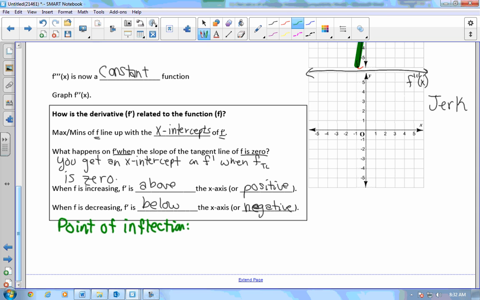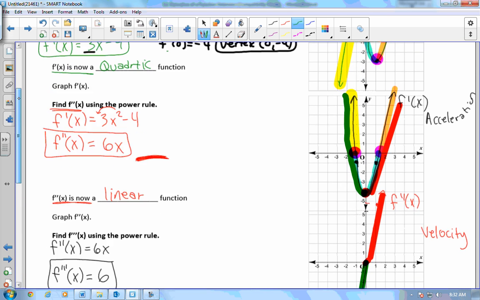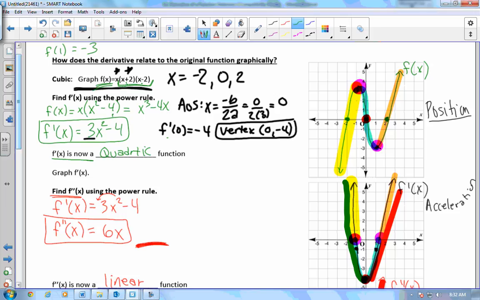Point of inflection. I want you to look and see what happens going back up. What happens to f prime at this point of inflection? Right here, this guy all of a sudden goes from concave down to concave up when it hits the y-axis. So at the y-axis, it goes from decreasing to increasing. We're going from concave down, switching to concave up. It will change from decreasing to increasing.